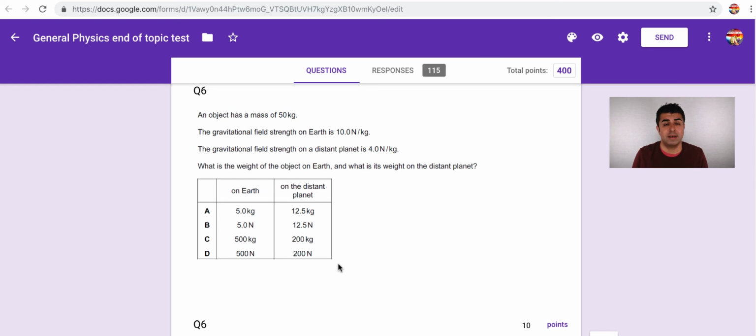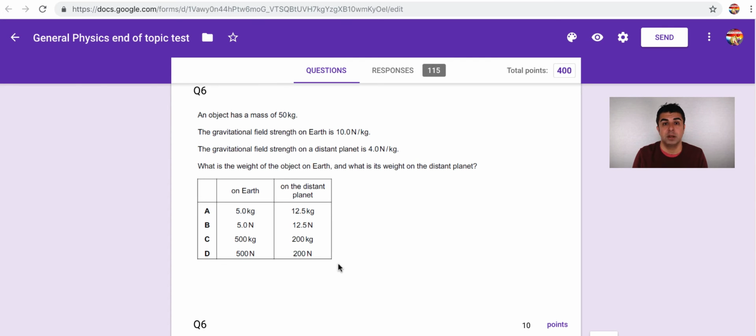Well, weight equals mass times gravity. So on Earth it's 50 times 10, which is 500 newtons. And on the distant planet it is 50 times 4, which is 200 newtons.